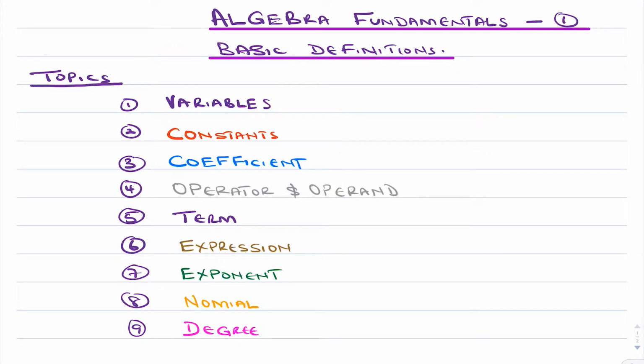Algebraic fundamentals 1. Basic definitions. Topics to cover are variables, constants, coefficients, operator and operand, term, expression, exponent, nominal, and degree.